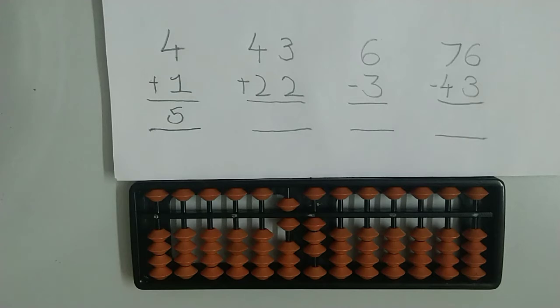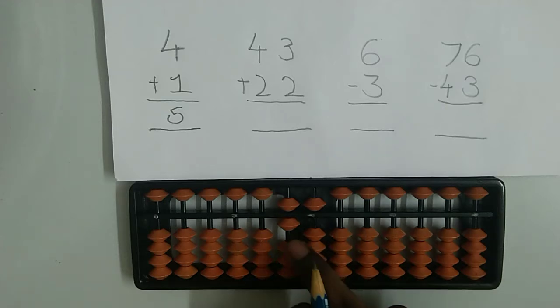And now same thing in the ones rod. We have to add 2. The friend of 2 is 3. So we subtract 3 and add the boss, which is 5. So we get 43 plus 22 as 65.